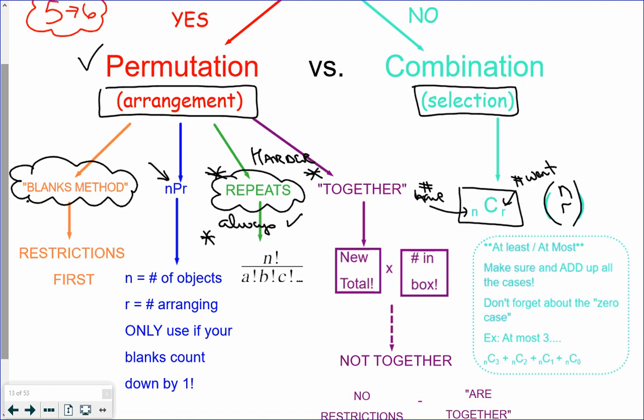The together questions, remember this is where you duct taped what you had to put together, stuck them together and then figured out your new total. These are not as common. The repeats are very common. Now, of these 5 or 6 questions, let's say it's going to be 5 questions, 3 will be permutations and 2 will be combinations. They always ask more permutations than combinations because there's more to permutations.